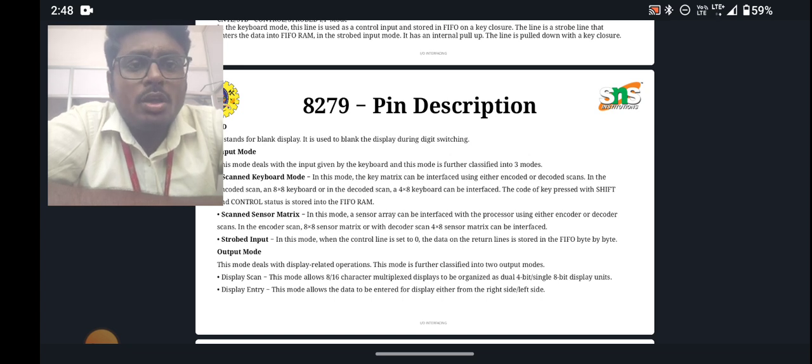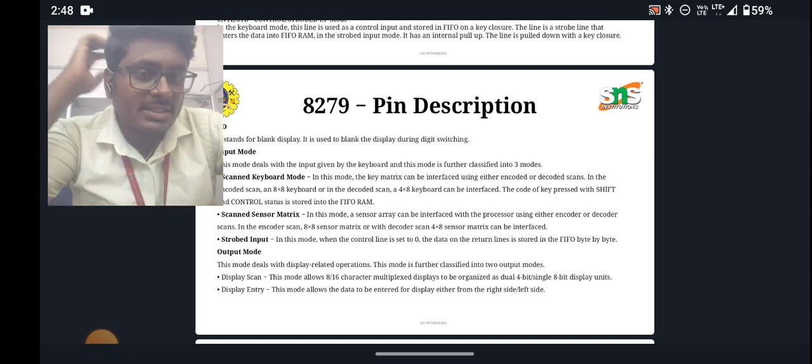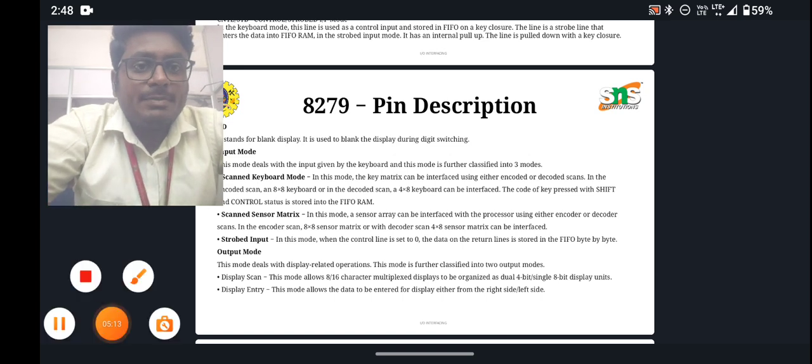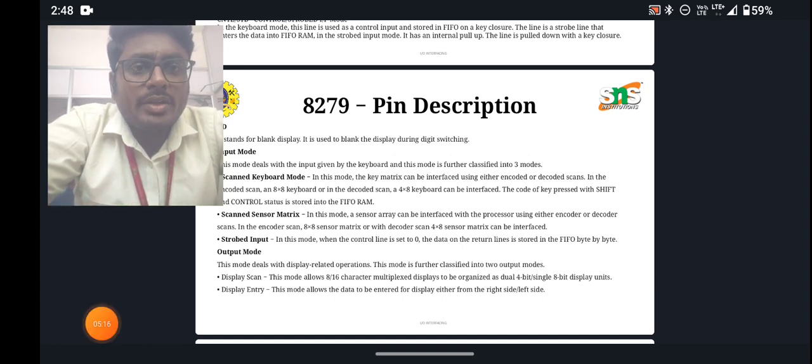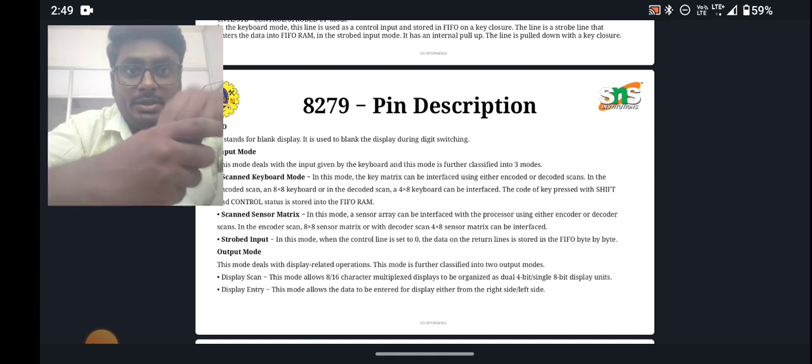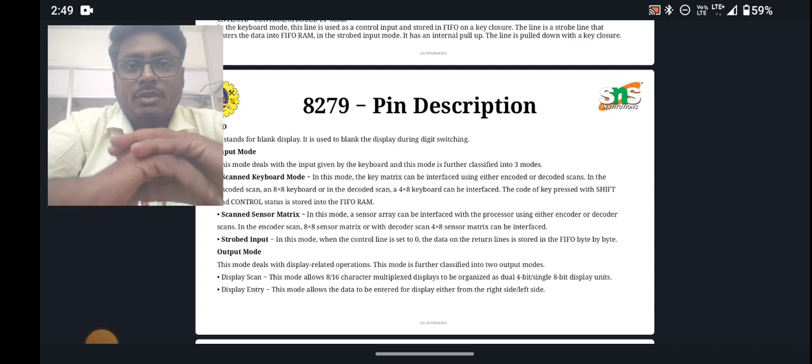The output mode deals with display related operations. This mode is further classified into two output modes, display scan and display entry. In display scan, this mode allows 8 or 16 character multiplexed displays to be organized as dual 4-bit or single 8-bit display units. In display entry, this mode allows the data to be entered for display either from the right side or left side. In today's class, we have discussed in depth the pin descriptions of 8279.